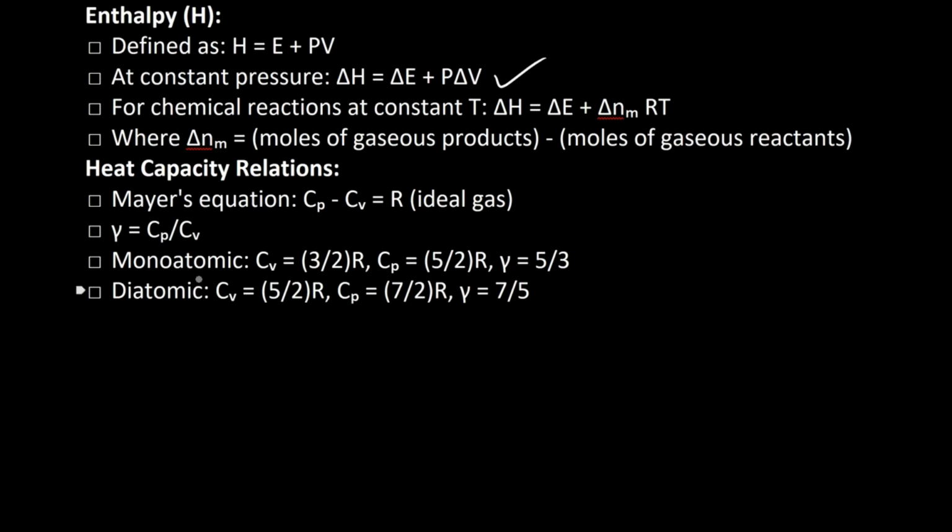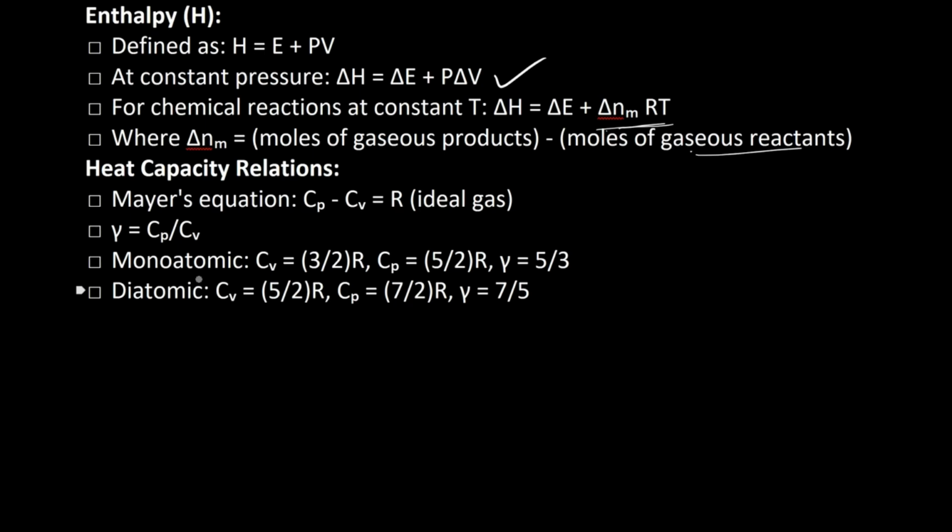For a chemical reaction at constant temperature, instead of P delta V, we use delta Ng RT. Ng means, you know, right? Moles of gaseous product minus moles of gaseous reactant. Delta Ng, we use it for equilibrium too, the same thing.